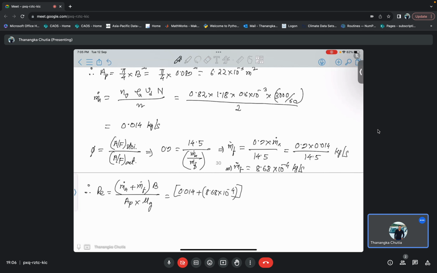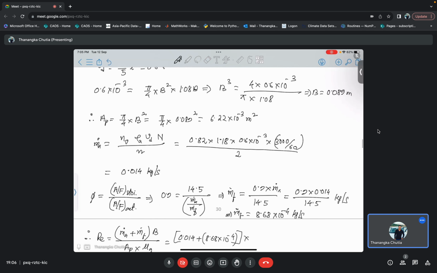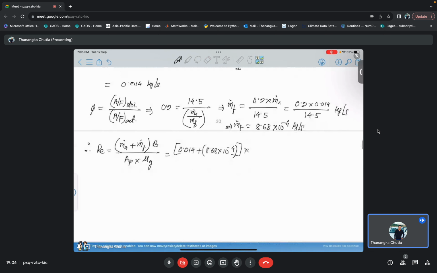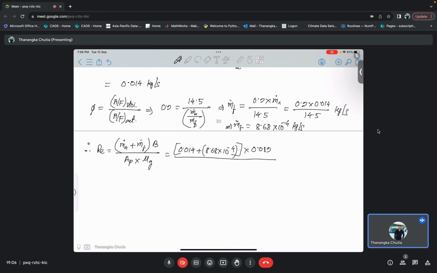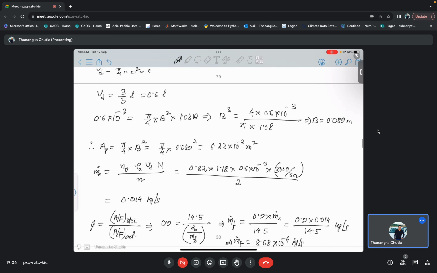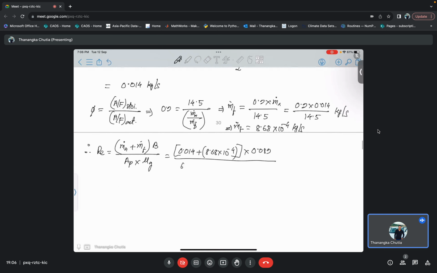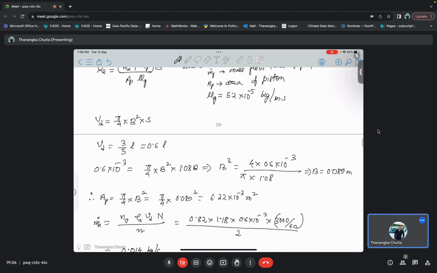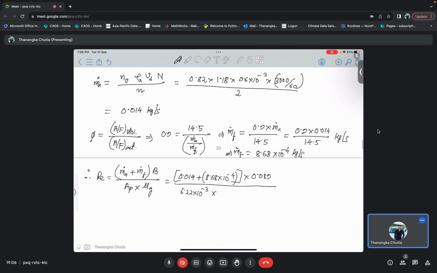Okay, into b is what? 0.089. Okay, and ap is equal to 6.22 into 10 to the power minus 3. Okay, and mu g is equal to 5.2 into 10 to the power minus 5.